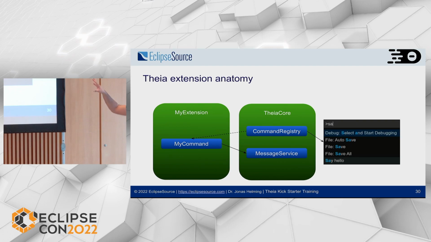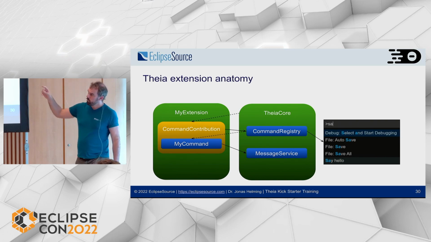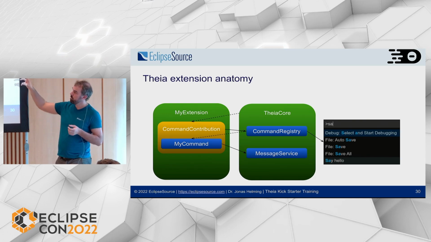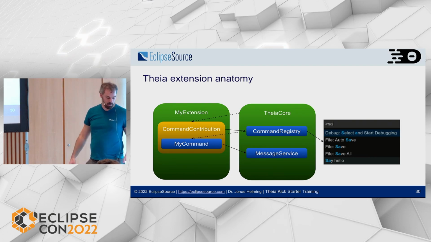Now this is the end state: if the application is running, this is really how things are wired together. To connect everything, we use a so-called contribution. That's a construct that is only used for wiring. We add that to our extension, and it basically contains our command, and it wires our command with the command registry and the message service. I'll show you the code in a second. At startup, Theia core will look at our command contribution and execute it, and there is the code that actually puts everything together. After that, the command contribution doesn't matter anymore. It's really only an artifact that connects everything together.